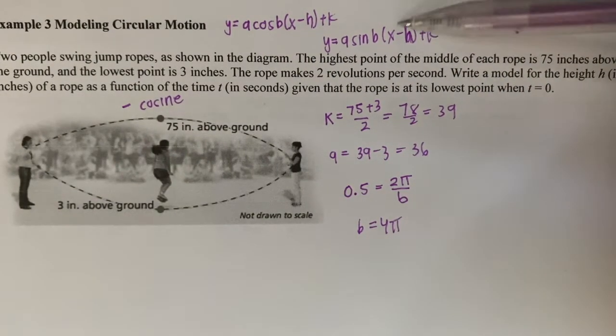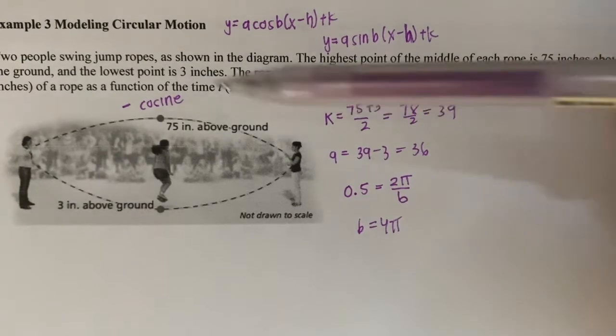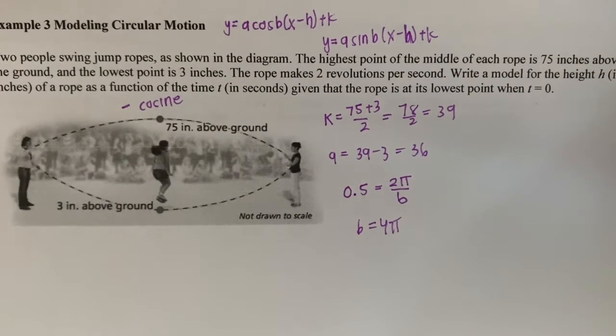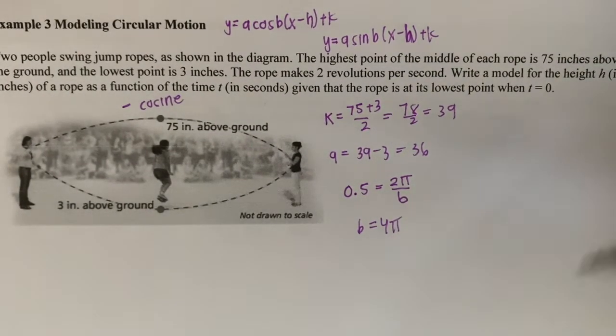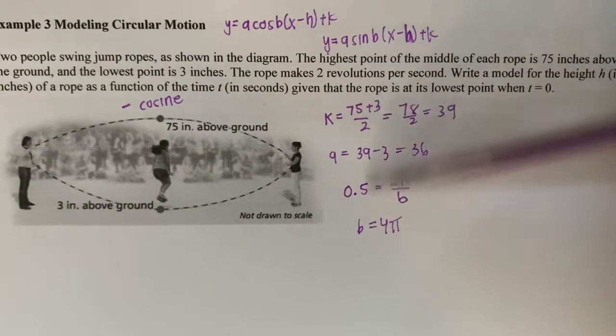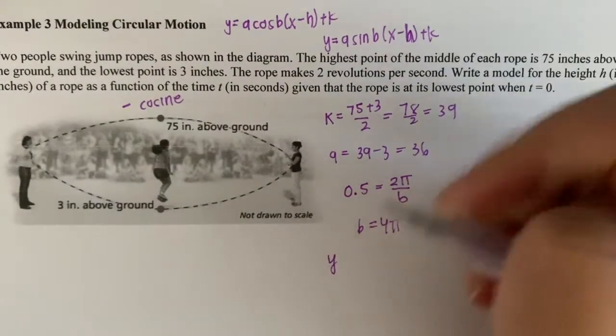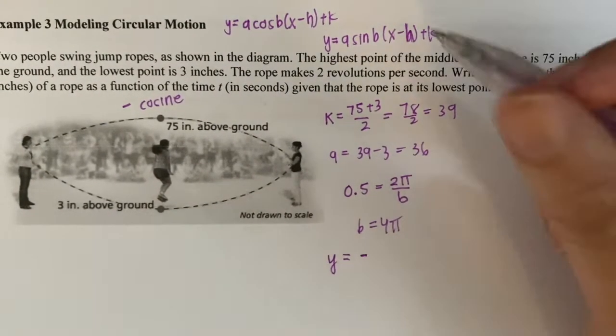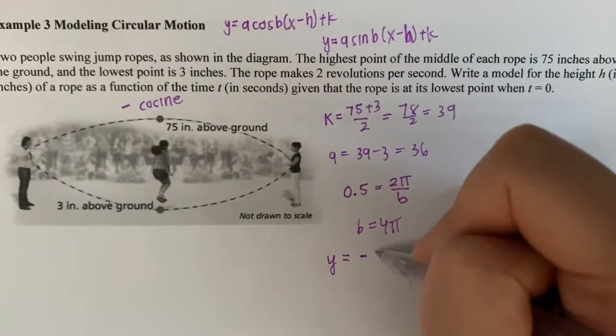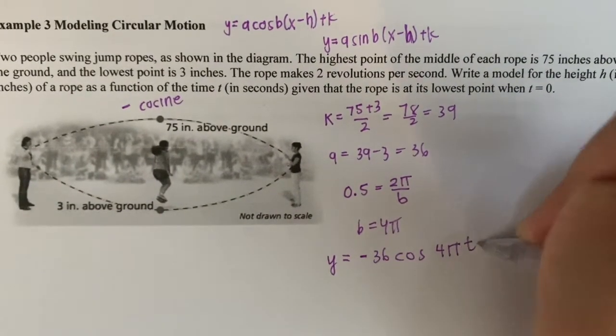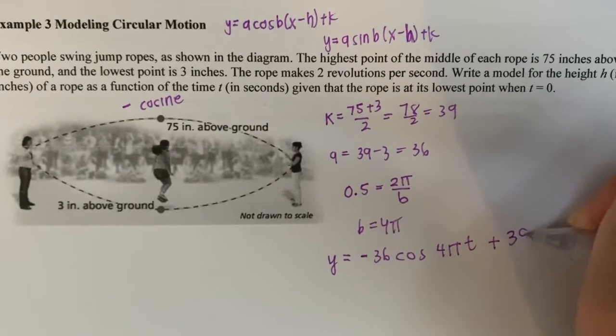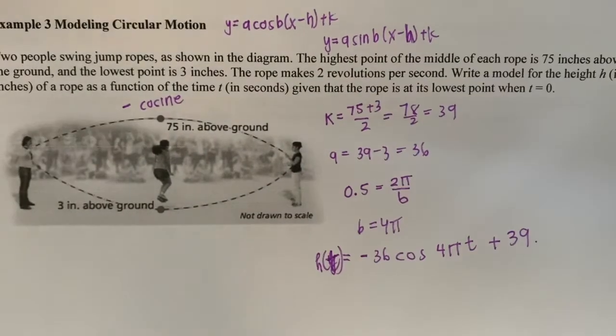We also want to see if there's a horizontal translation. Because we're using cosine and the function has a y-intercept at the minimum, we don't actually have a horizontal shift for us to consider. And now that we have all the relevant variables, we can write our function. So y is going to be equal to negative our amplitude, 36, cosine 4 pi t plus 39. Oh, this is actually supposed to be h of t. I'll let you guys try example 4, and let's move on to the last example.